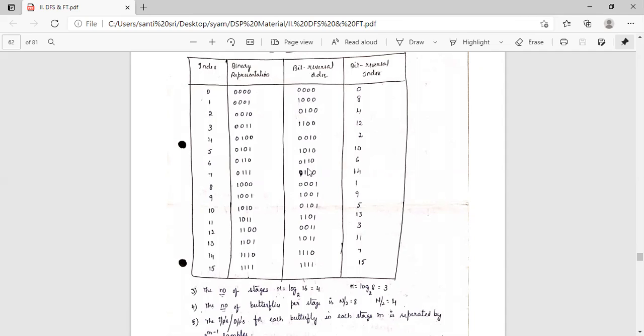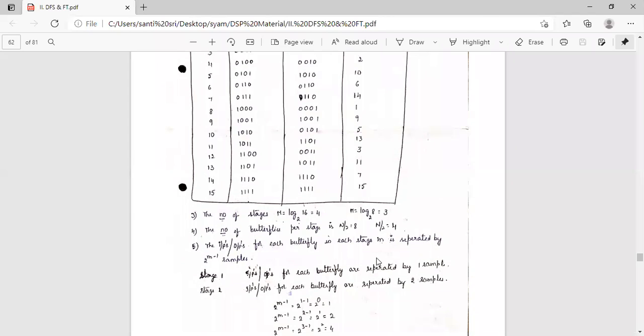0000, 1000, 0100, 1100, 0010, 1010, 0110, 1110, 0001, 1001, 0101, 1101, 0011, 1011, 0111, 1111. So these bits will become 0 8 4 12 2 10 6 14 for even numbers, and 1 9 5 13 3 11 7 15 for odd numbers. Okay, so this is the order.